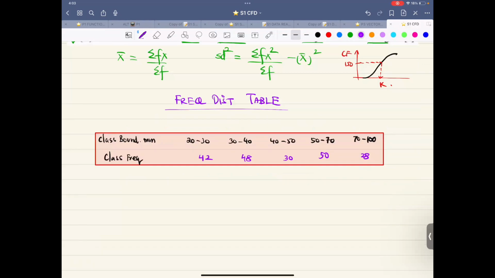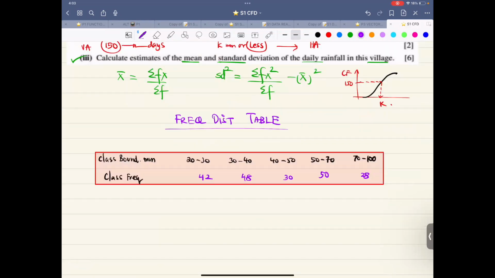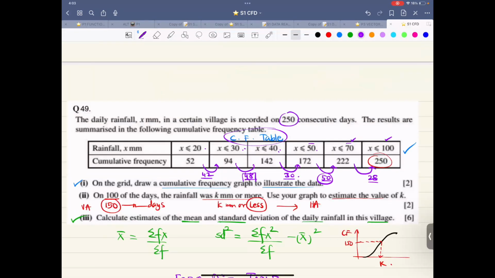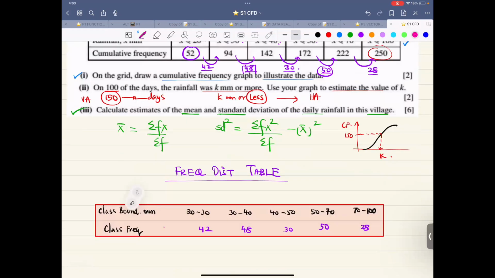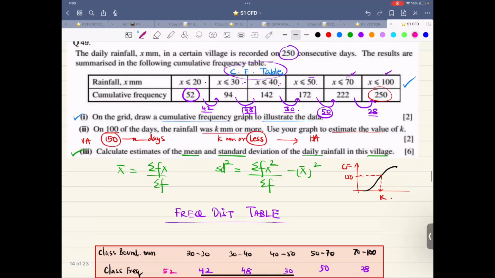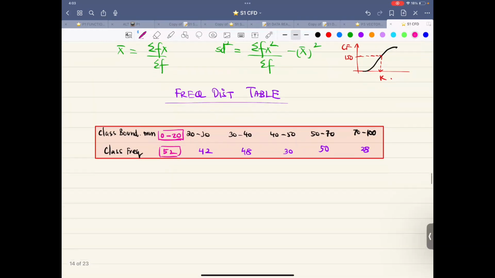Now, let's do one thing. Let's add it up. Does it add up to the total, which is 250? So this is 42 plus 48 plus 30 plus 50 plus 28. It adds up to 198. And what do we have over here? 250. So 250 minus 198 is 52. That is this number over here. So write this number over here, 52. And the rainfall, that has to be between 0 and 20. So this thing is something that you need to be very careful about. So now this table is made. We are all set and ready to roll.